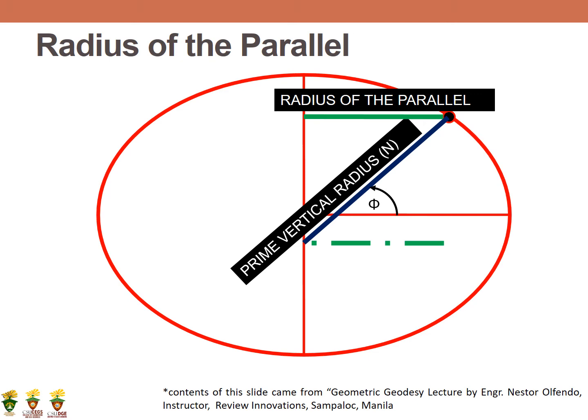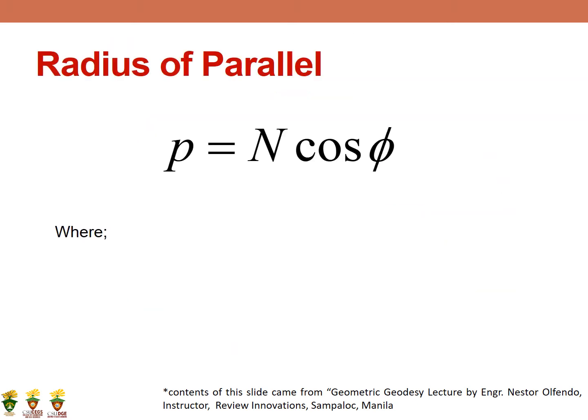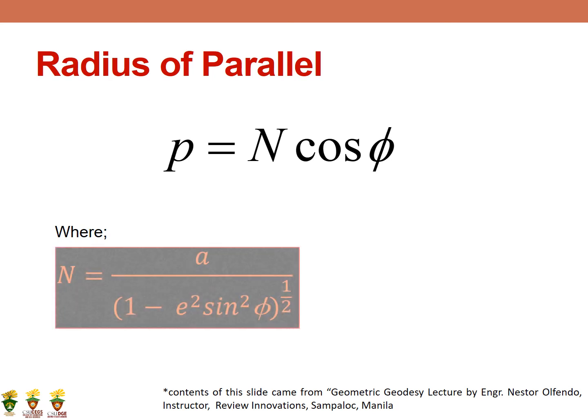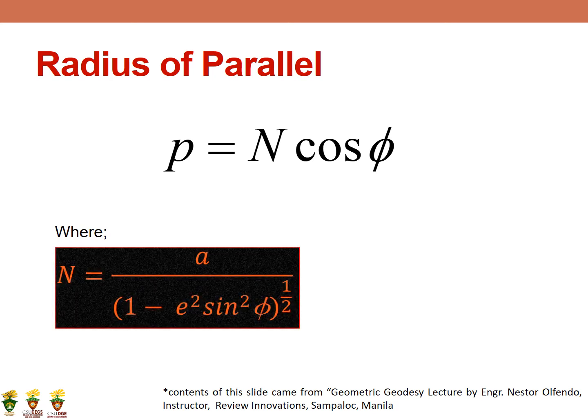Now the formula, from the figure that we have discussed in the previous slide, we can say that the radius of the parallel is just equal to the prime vertical radius times cosine theta, cosine geodetic latitude rather, where N is just this equation sa atong na-discuss kaganina: N equals a over 1 minus e squared sine squared theta raised to the power of 1/2.